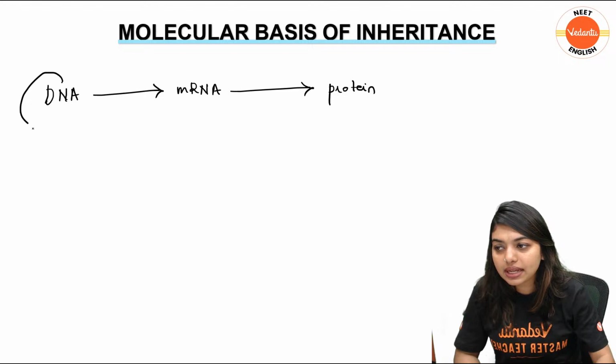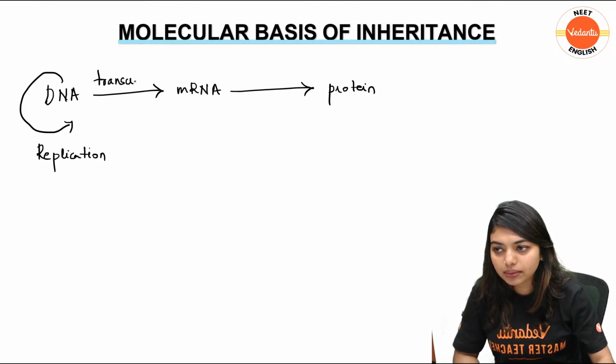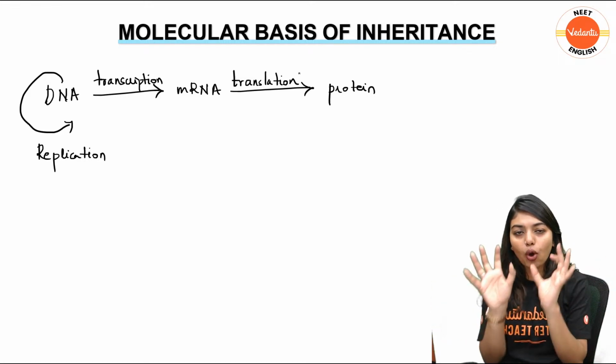So when DNA makes its own copy, it will be called replication. And when DNA gets converted to mRNA, it will be called transcription. And when mRNA gets converted to protein, it will be called translation. This is all about the chapter.